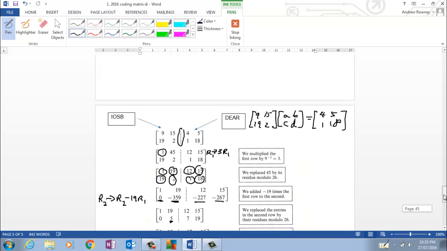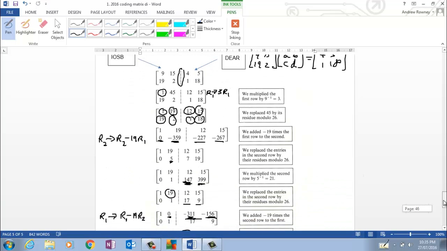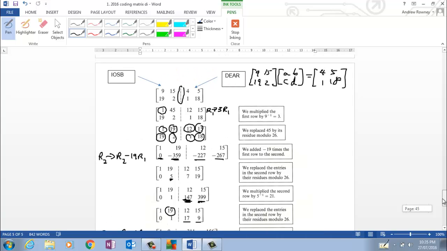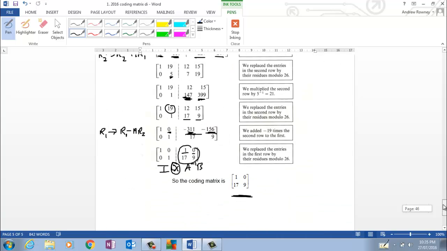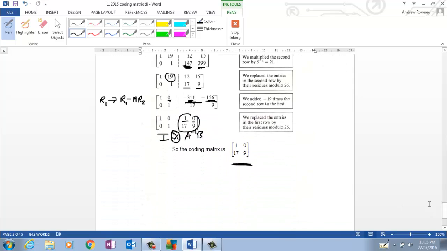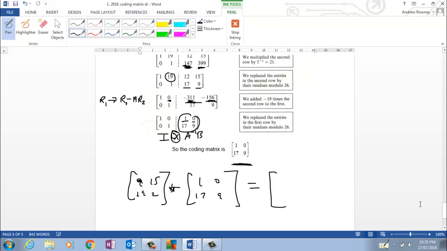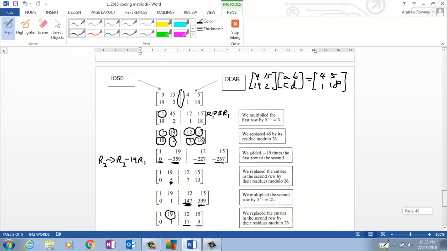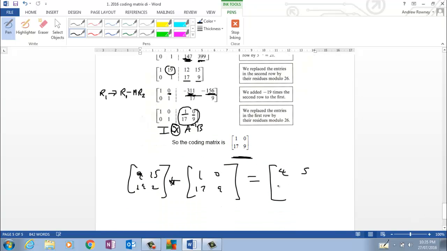Just to test that it works, you can grab the 9, 15, 19, 2, and if we multiply by this matrix, we will get our original word, which is 4, 5, 1, 18, coming out. So this is really the decoding matrix.